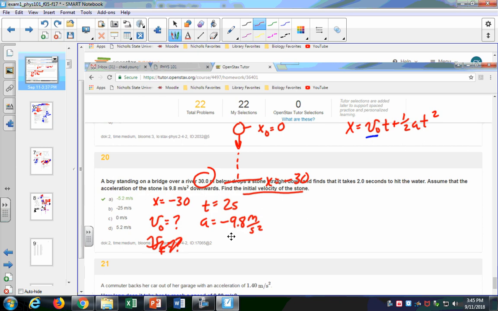I'll say that x is minus 30 equals V naught times t, which is 2, minus 4.9, that's half of 9.8, times 2 squared. And solving that for V naught should give me minus 5.2.